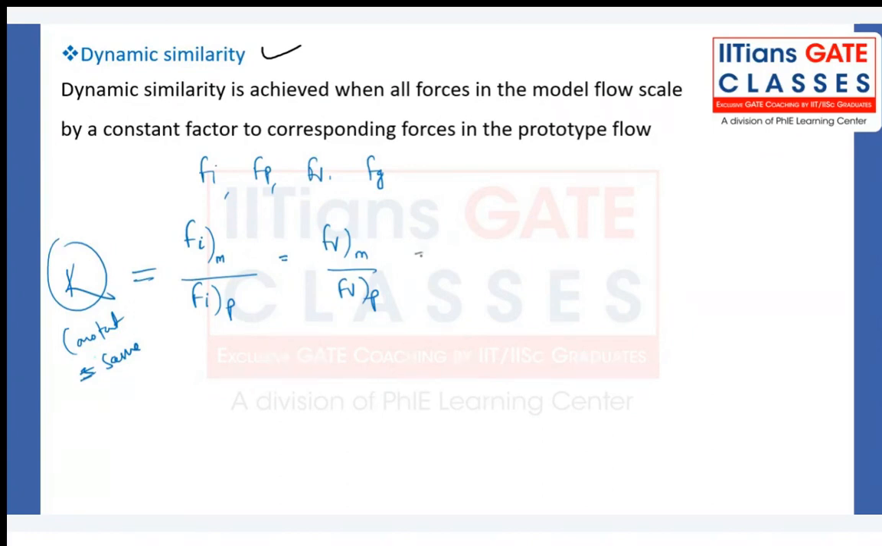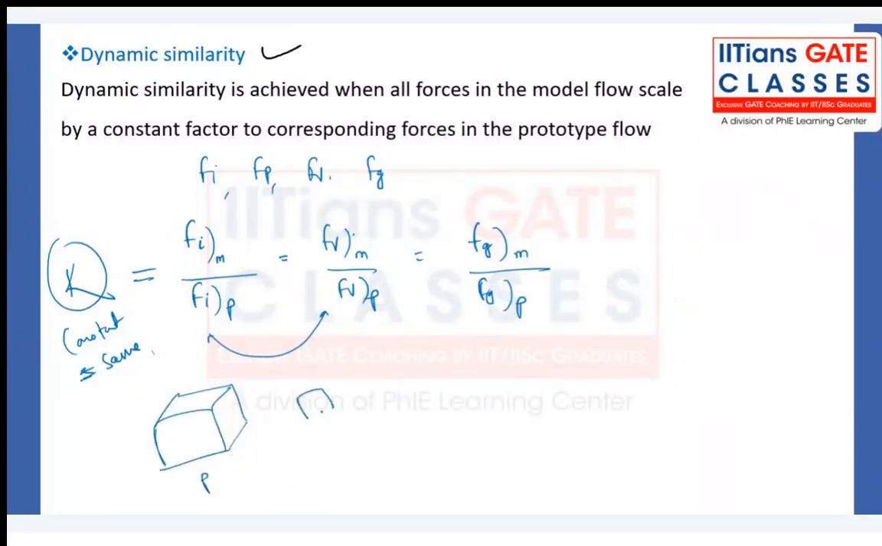Viscous force, or you can write gravity force of the model, gravity force of the prototype. You cannot have a random viscous force in the model. It has to be calculated from this ratio only. Let's say you have decided, for example, this is my prototype, and this is my model.